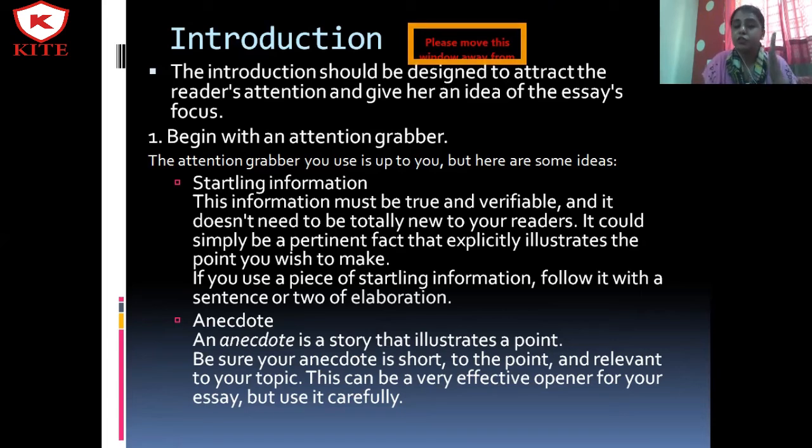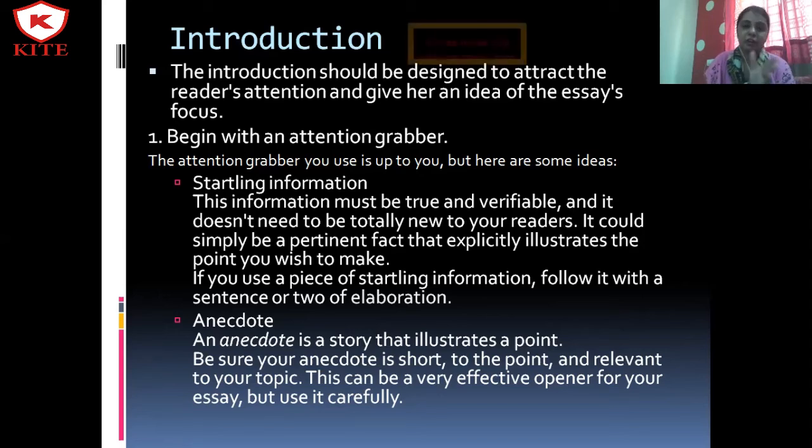But whatever information you're giving should be connected with what you want to tell your readers in the coming paragraph. If your information is about pollution, you cannot write your further paragraphs on any kind of pandemic. Why? Because your topic and the example, or any information you have given, should be related to the topic. If you use a piece of startling information, follow it with a sentence or two of elaboration. Just a line of facts is not enough. You also have to support those facts. Give one or two sentences after that, giving a clear idea about those facts.